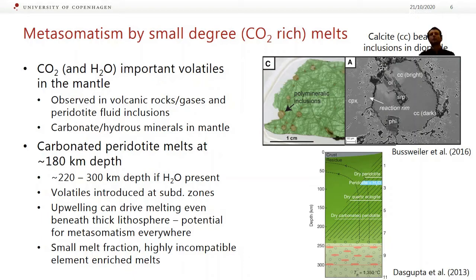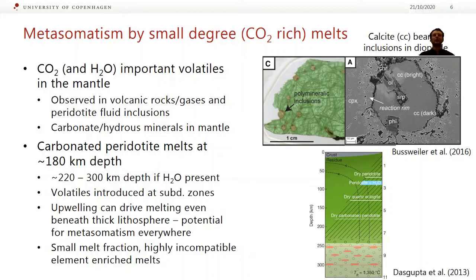I've just shown an example at the top here, and these are polymineralic inclusions in diopside. So that's a mantle clinopyroxene. And inside these inclusions, they're actually dominantly calcite, a little bit of olivine, a little bit of serpentine, a little bit of phlogopite.